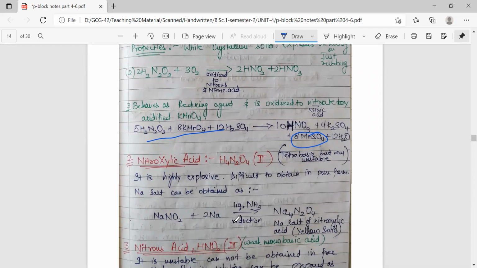Next, we have nitroxylic acid, or we can say hydronitrous acid. Here, nitrogen is in +2 oxidation state. It is a tetrabasic acid, but it is very unstable. It is highly explosive and difficult to obtain in pure form. The sodium salt is generally obtained. It is obtained from sodium nitrite.